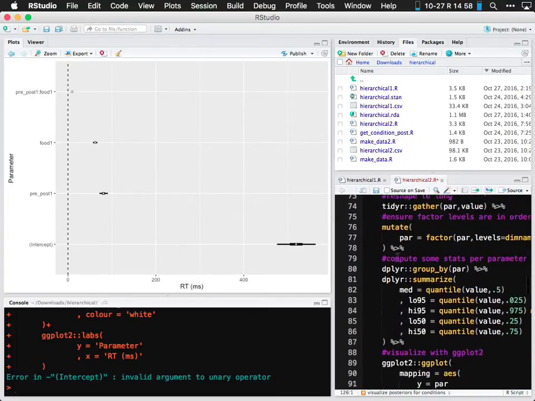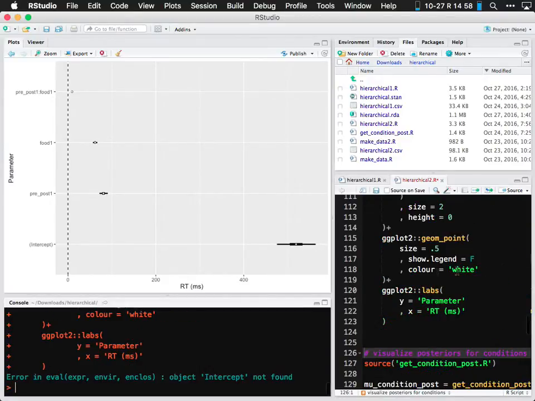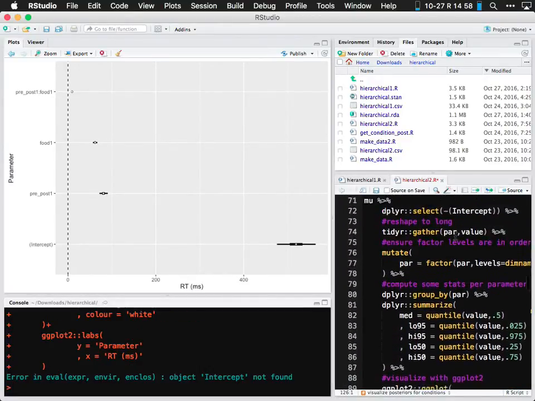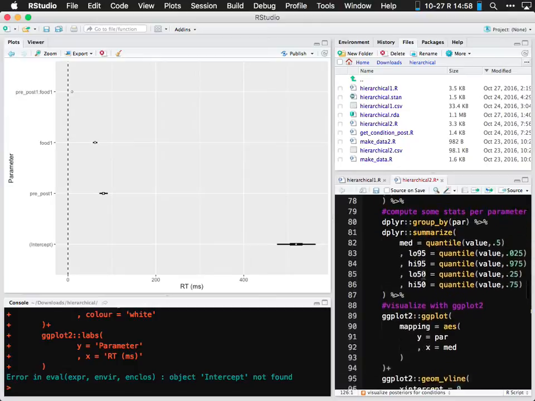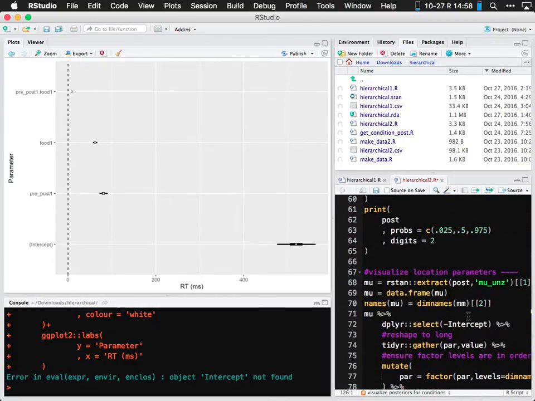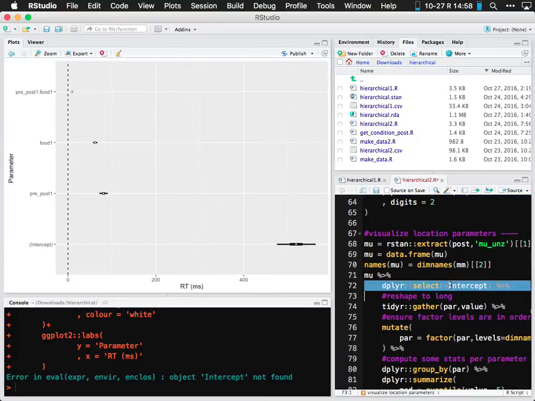Damn it. Why do you need a bracket around it? The fact that it has a parenthesis in the name is screwing it up. Is it possible to just not extract it? Or is that too complicated? Oh god. And you can't just say mu is everything but row 1? Yeah, you can.